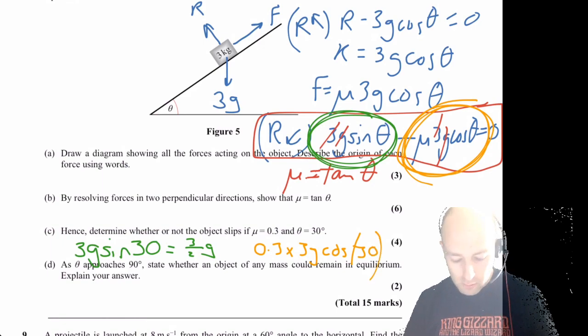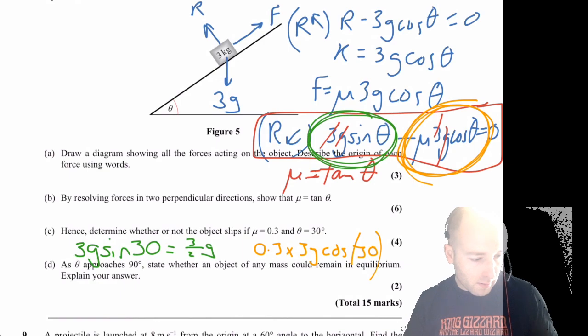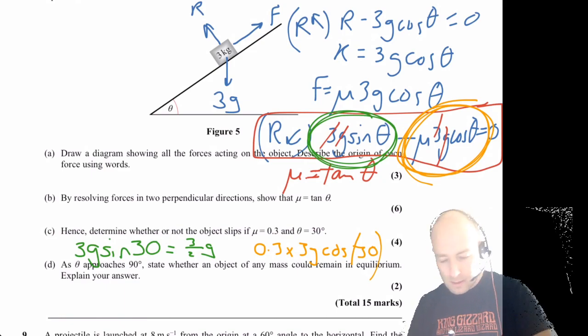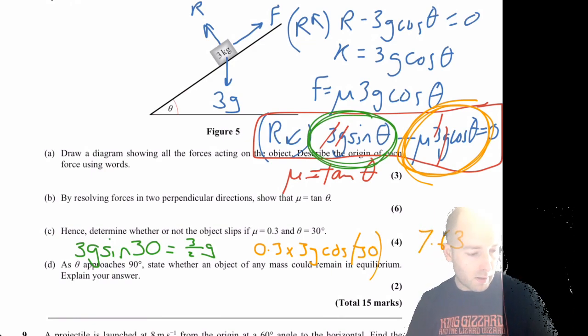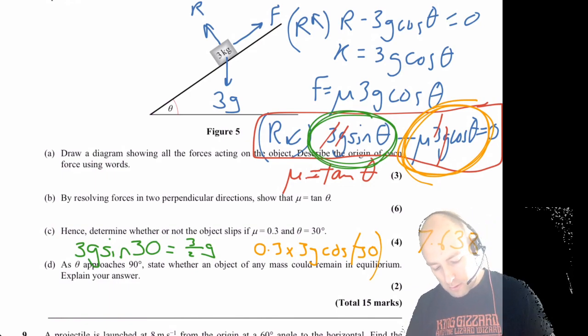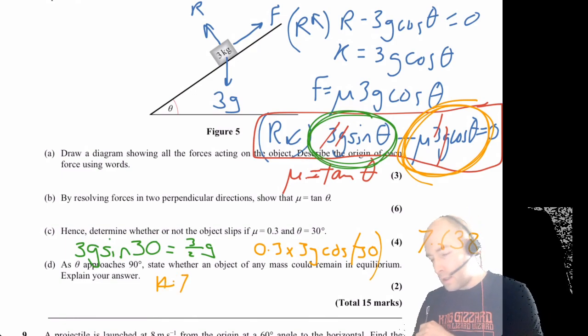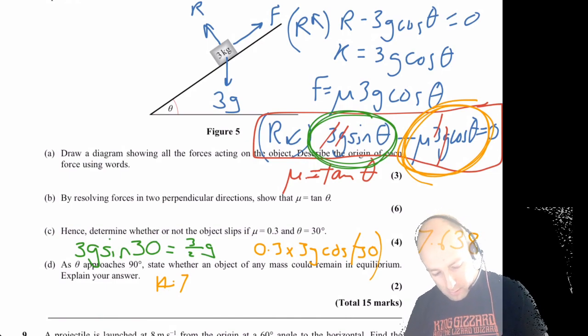So I'll work the two out. I've got a feeling it is going to slip down the slope, but we'll see. 0.3 times 3 times 9.8 times cos 30 gives me 7.638. 3 over 2 G is 14.7. So yeah, it is going to slip down the slope with some acceleration. So yes, it does.